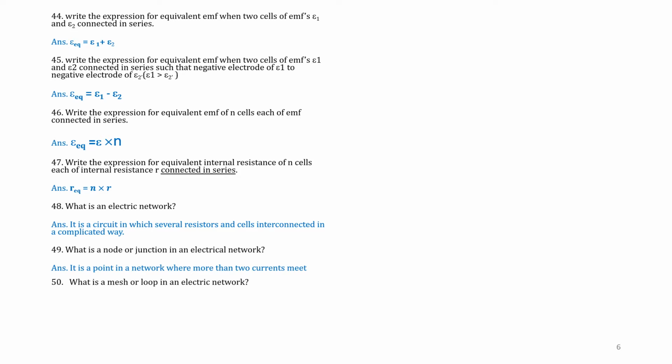What is a mesh or a loop in an electric network? A mesh or loop is a closed path within the network for the flow of electric current. That is, a mesh or a loop is a closed path. Please underline closed path within the network for the flow of electric current.